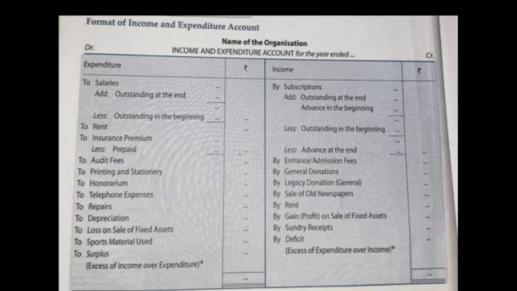Now let us see the format of income and expenditure account. Here we have to write at the top the name of the company. Then we have to write income and expenditure account for the year ended. Then we have debit side and credit side. Debit side is the expenditure side, all the expenses we have to record on the debit side, and all the income we have to record on the credit side.